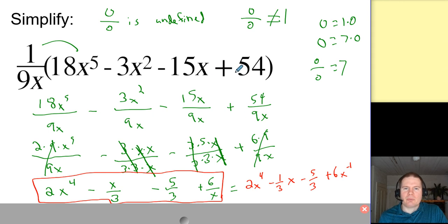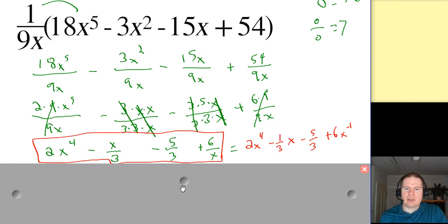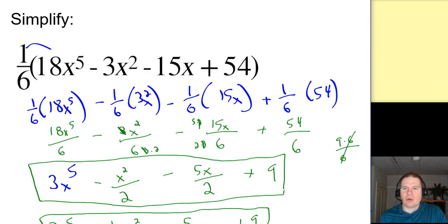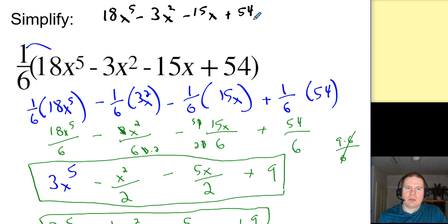Right? Here's my polynomial divided by 9x. I could just write that as my polynomial divided by 9x. This expression is identical to this expression. I could have done the same thing over here. Instead of times 1/6, I could have written my 18x to the 5th minus 3x squared minus 15x plus 54 all over 6. And the process is identical.